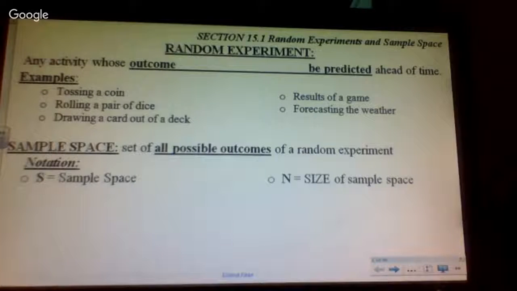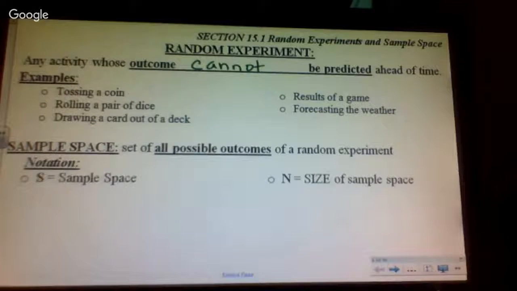A random experiment is any activity whose outcome cannot be predicted. I can't predict what's going to happen in Zeph's future. Zeph's future is a random experiment. Is it really? Okay, so examples of a random experiment: tossing a die, I can't predict what it's going to fall on; rolling a pair of dice; drawing a card out of a deck of cards; results of a game; forecasting the weather; flipping a coin. All of these are random experiments.